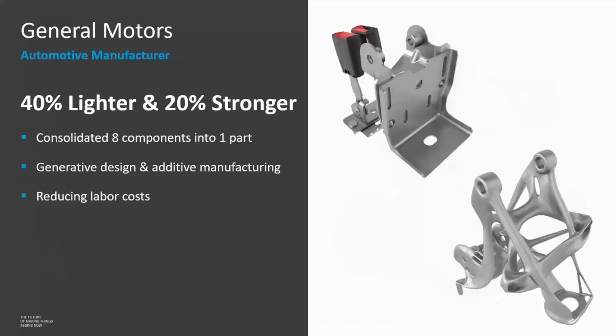The other one, and this is the one that Autodesk tells a lot about, is the rear seat belt bracket in almost every General Motors vehicle. I think it's in all of them, though there might be a couple that it doesn't. They had an assembly that was 8 components, and they were able to use generative design to create something that was 40% lighter, 20% stronger, and instead of 8 parts that require someone to put it together, it's now 1 part that they 3D print. So these are the types of things that companies are doing out there.